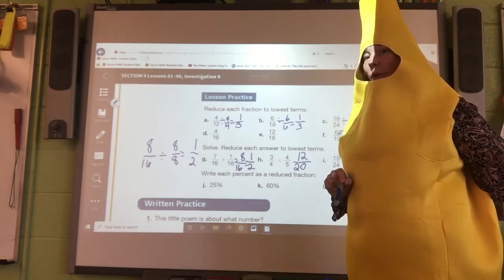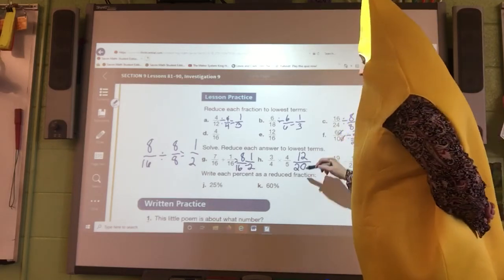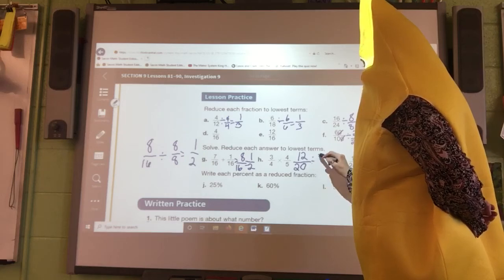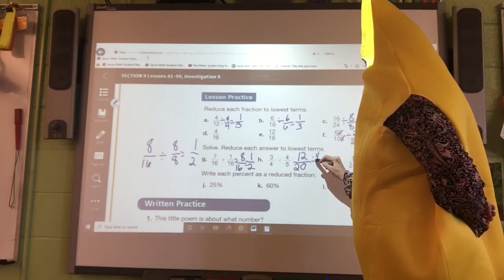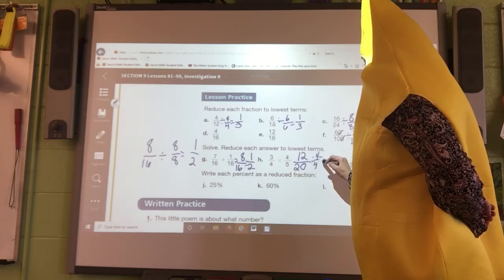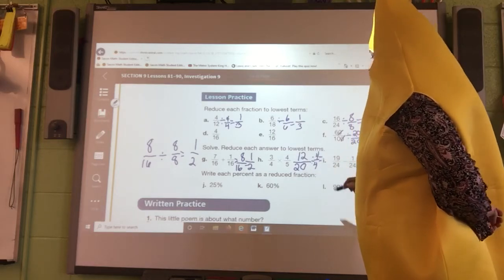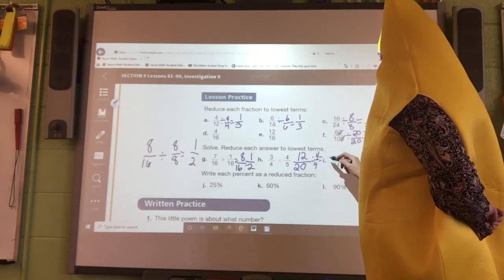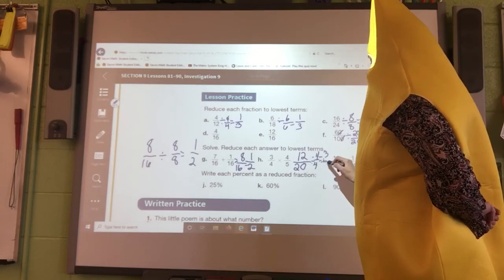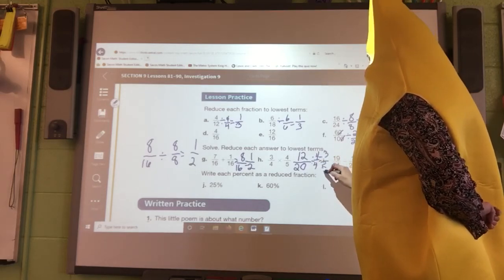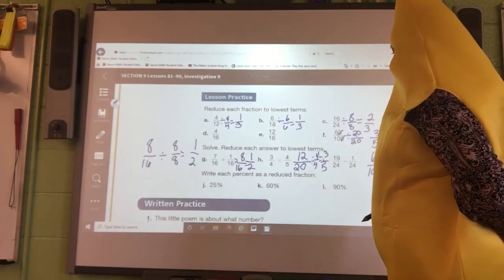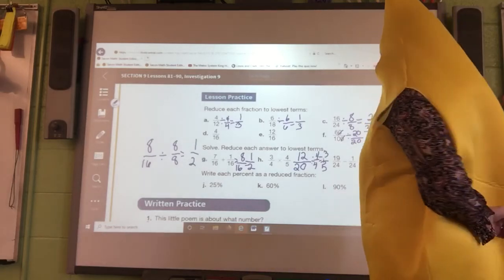But are they both divisible by 4? Because 20 isn't divisible by 3. All right, yes, they are both divisible by 4. That is my greatest common factor that goes into them. So 12 divided by 4 is 3. 20 divided by 4 is 5. And voila, 3/5 is my answer.